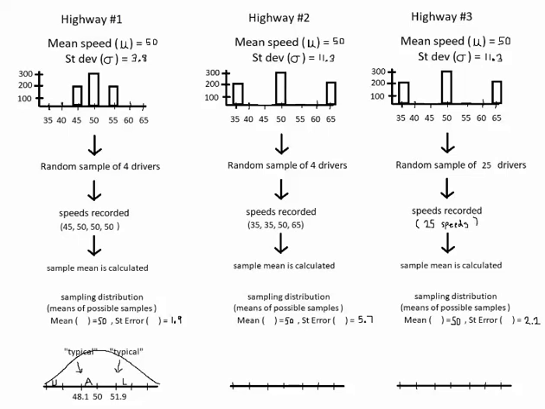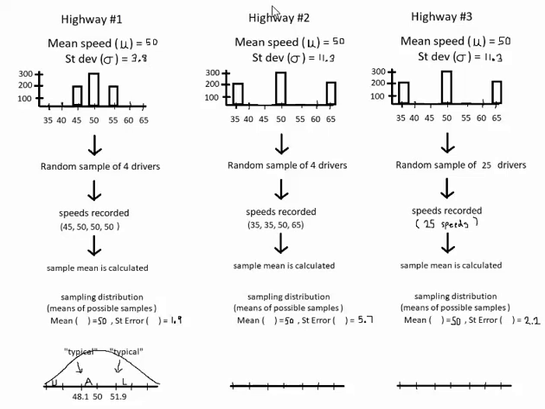So at the top left corner of your piece of paper, write out highway number 1, just like I have here, and then underneath highway number 1, write mean speed, and then mu, which is a symbol for population mean, and then write STDEV, and then the symbol sigma for population standard deviation. And then just leave these two numbers blank because you don't know what the mean and standard deviation are yet.